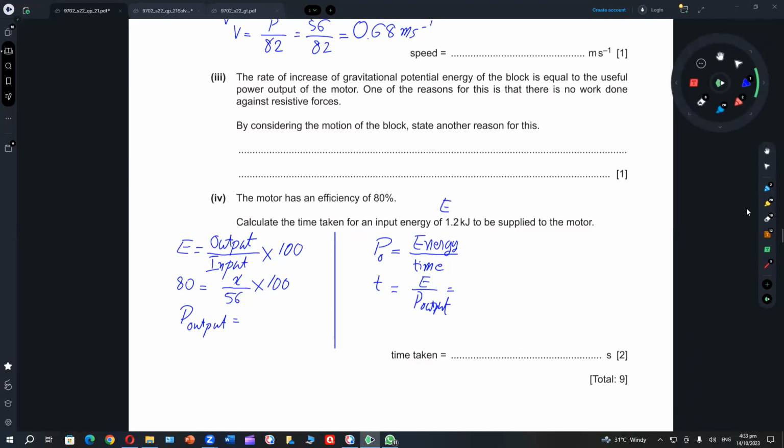Very low sound, I can't hear. Sir, is the output power 44.8? Okay, I don't know. 44.8 looks fine to me.